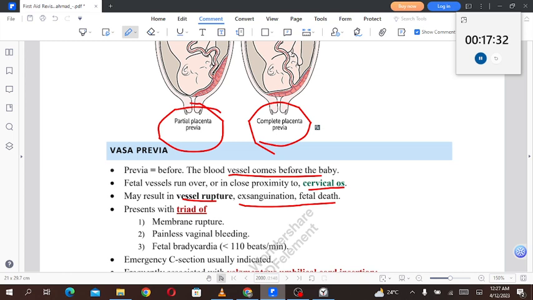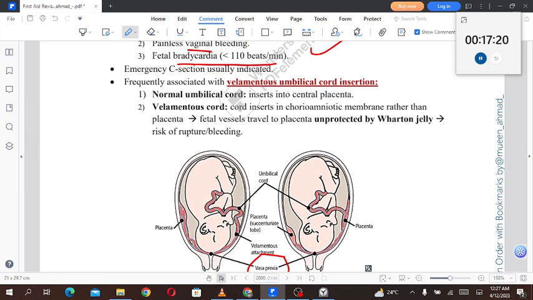Then it presents with membrane rupture, painless vaginal bleeding, and fetal bradycardia, like less than 110 beats per minute. Emergency C-section must be done. It is frequently associated with velamentous umbilical cord insertion.